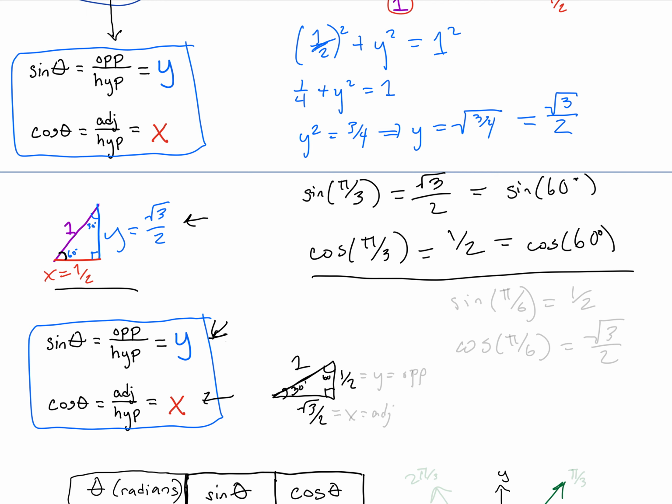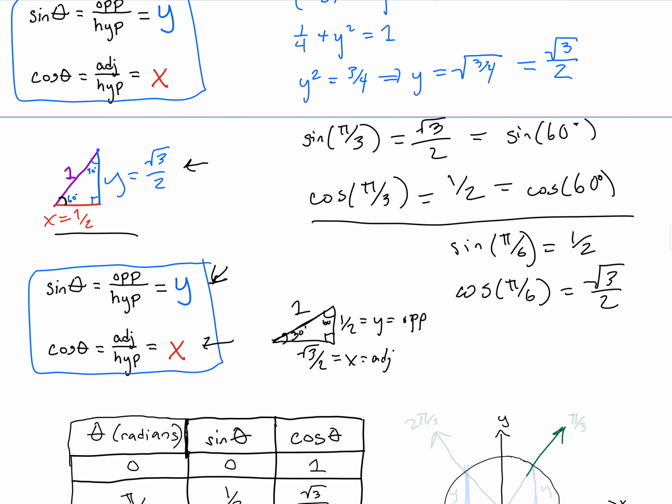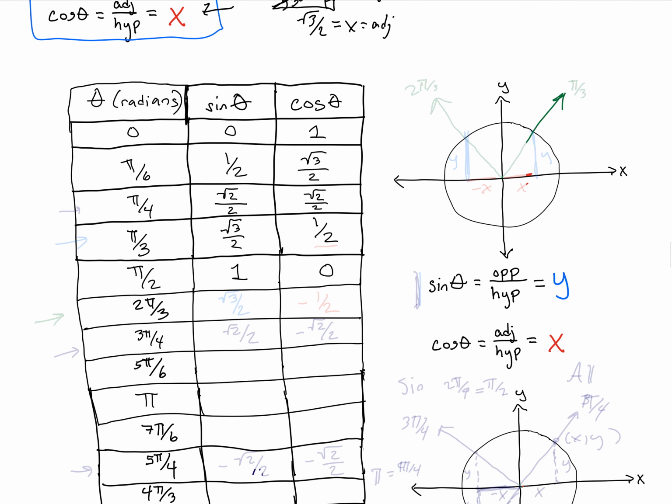And so now x and y have flipped roles. So now this is our x value, or the adjacent, and this is our y value, or the opposite. And so that tells us that sine of pi over 6 is equal to our y value, which is 1/2, and cosine of pi over 6 is equal to our x value, which is square root of 3 over 2. So here's a table of the values we have so far for sine and cosine. Let's do a few more.